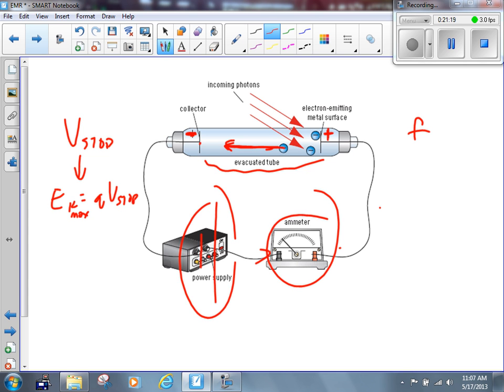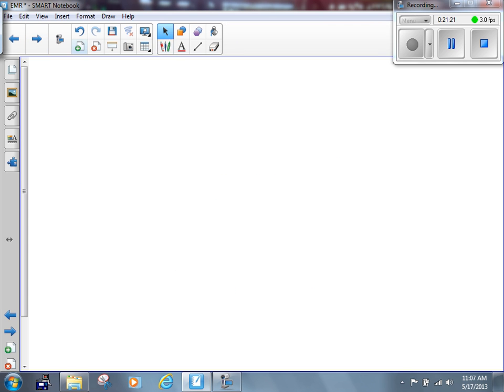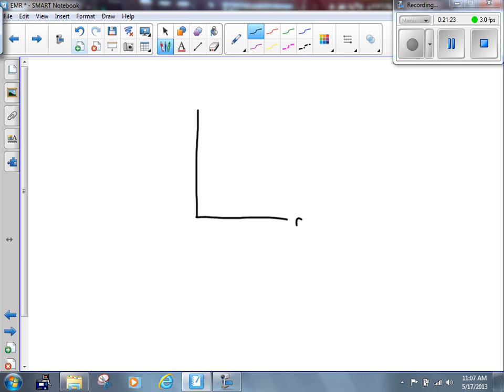Then plot a graph. Your graph would look something like this. Frequency on the x-axis, because that's what you're manipulating, the frequency of the incident EMR. Kinetic energy on the y-axis, because that's what's responding to that. We're going to get the kinetic energy by multiplying the charge by the stopping voltage. We're going to get a graph that looks like this. Straight line, but it goes through the x-axis there, somewhere to the right of the origin.